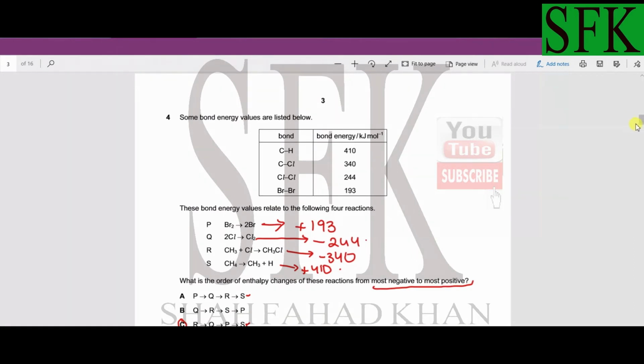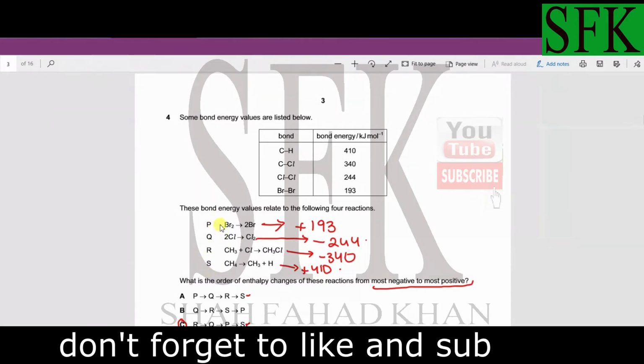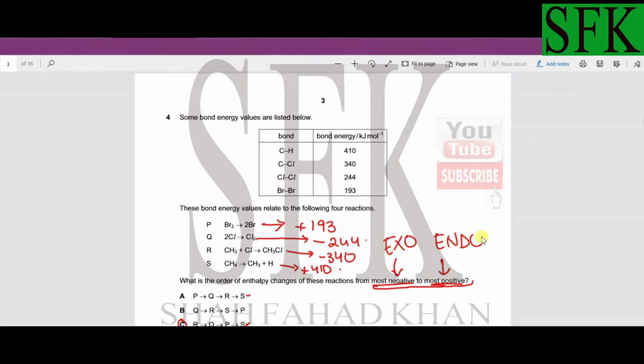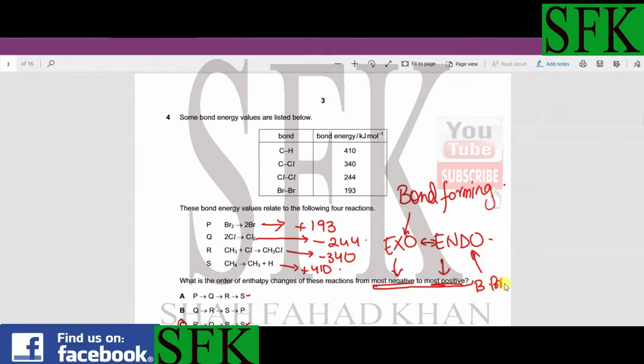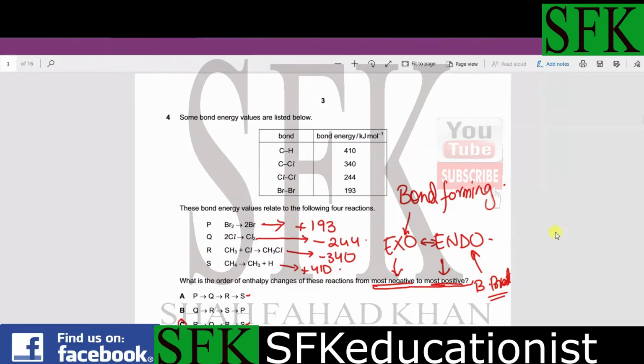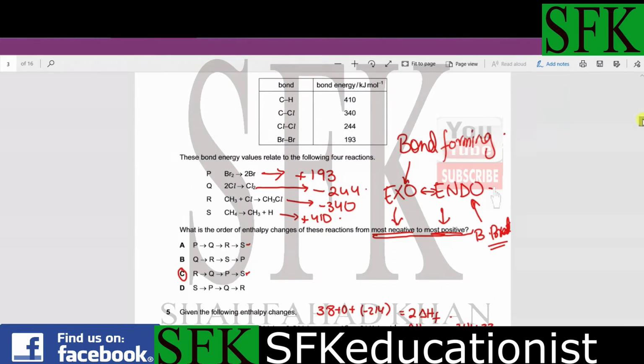Number 4. Okay, these are some bond energy values given, and then these reactions are given, P, Q, R, S. Then what is the order of enthalpy changes from most negative to most positive? Most negative to most positive, meaning most exothermic to most endothermic. Guys, for this MCQ, you need to know that bond forming reactions are exothermic, whereas bond breaking reactions are endothermic. So let's see where the bonds are broken and where the bonds are made.